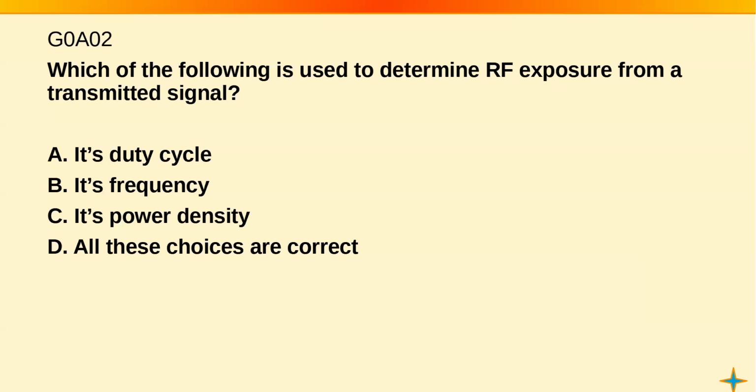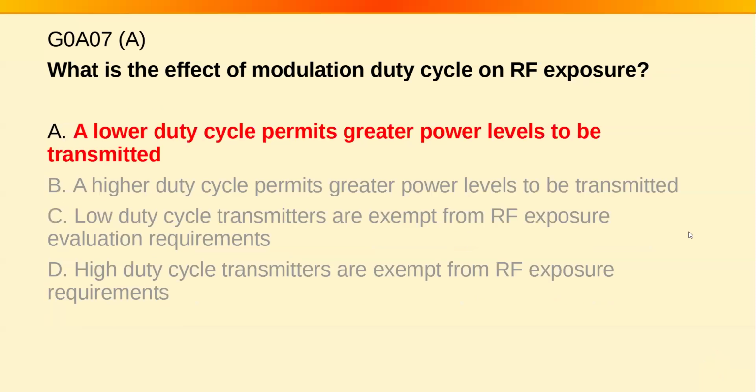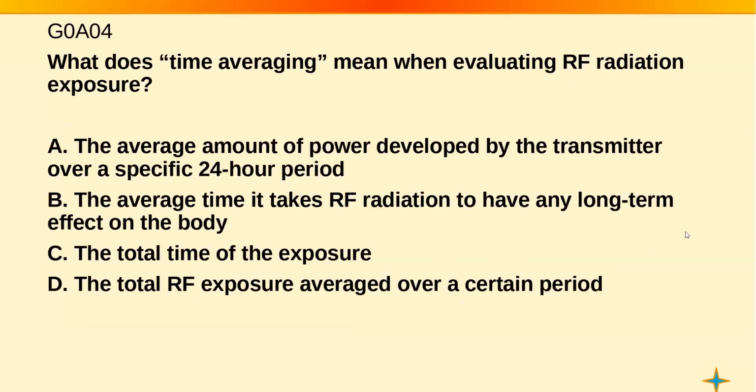Which of the following is used to determine RF exposure from a transmitted signal? All of the above. What's the effect of modulation duty cycle on RF exposure? Read carefully. Alpha. What does time averaging mean when evaluating RF radiation exposure?